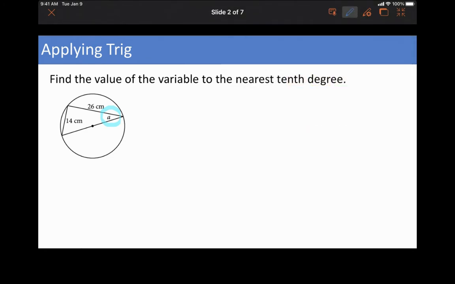I see a circle. Inside the circle, I see a triangle, and the triangle is only in half the circle. Now, you have to remember that there is a theorem that says that if a triangle is inscribed in a semicircle, this angle here is going to be 90.